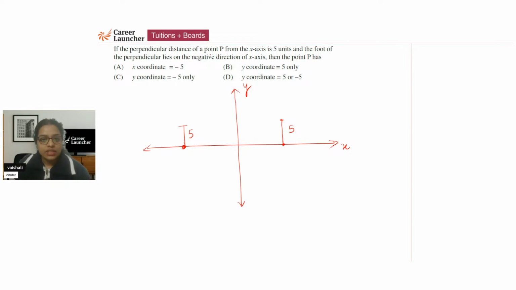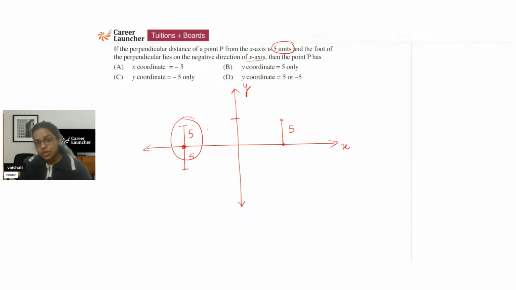And what is it? The foot of the perpendicular lies on the negative direction of the x-axis. Okay, so now it confirms that it is present on the negative direction of the x-axis. Now what is one more possibility? Only the distance is mentioned. So can I say this is also a possibility, the perpendicular distance can be taken the other way around also. So it can be here too.